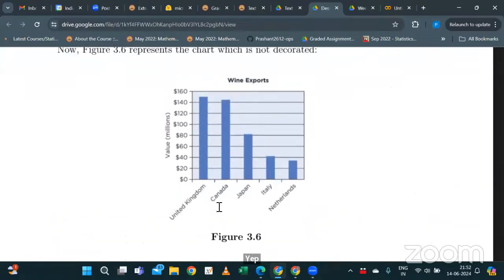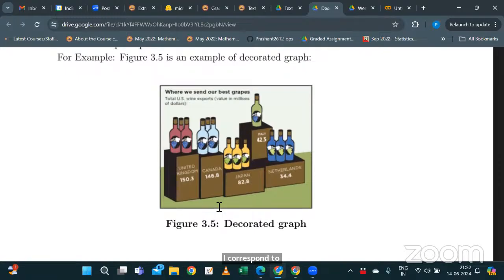Now in terms of this bar chart, you can see this also comes under the decorated graph. If you see for Italy, it's 42.5. But without that baseline, it seems it's high, correct? But it's not the case. All right?